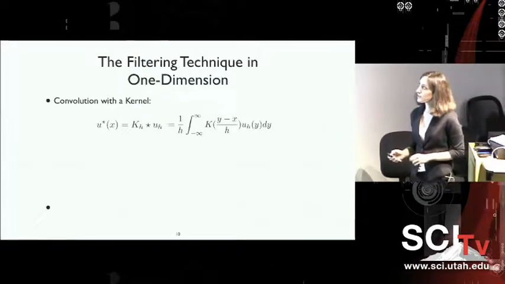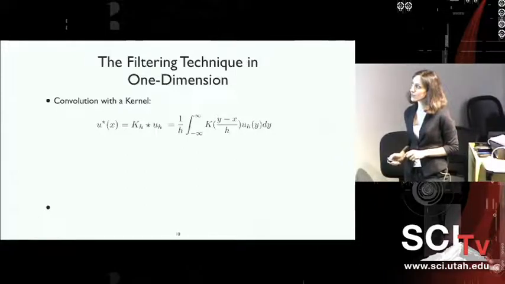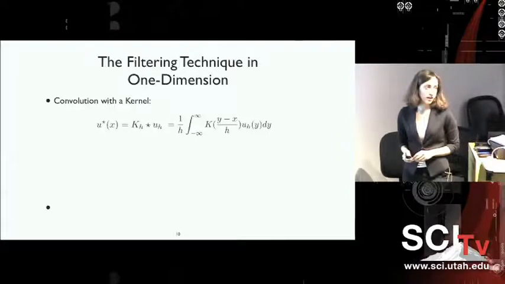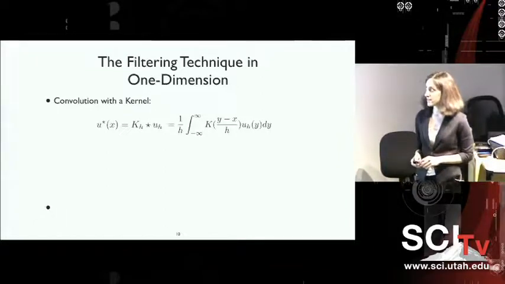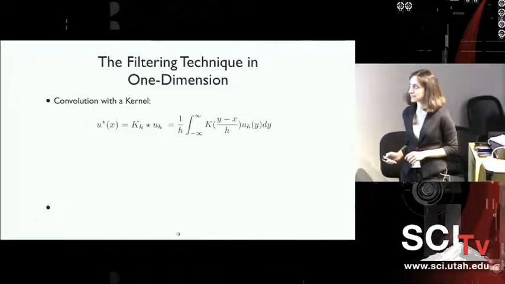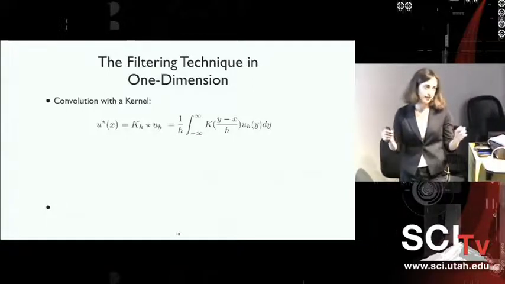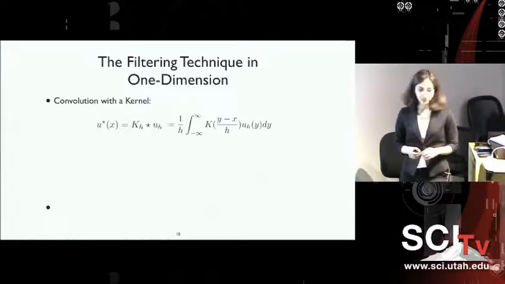So the filtering technique in one dimension is convolution with a kernel. So here U sub h is my final approximate solution, and this is my kernel. So if I just use the definition of the convolution, I will get the integral form. Here h represents the mesh characteristic, and basically it is used to scale the kernel, and it determines the extent of the kernel on the mesh.